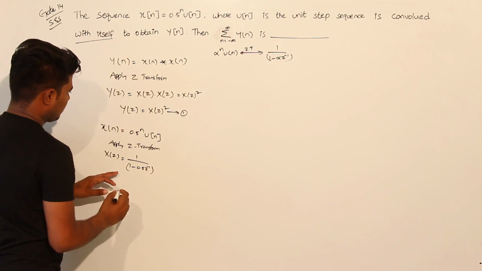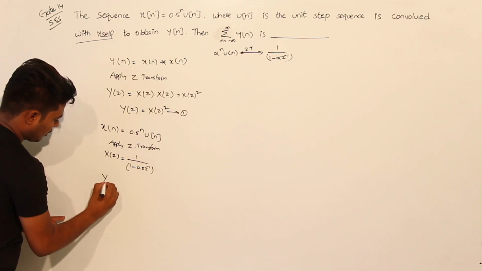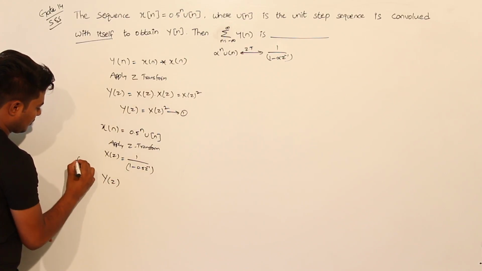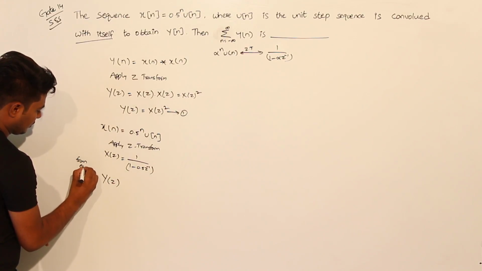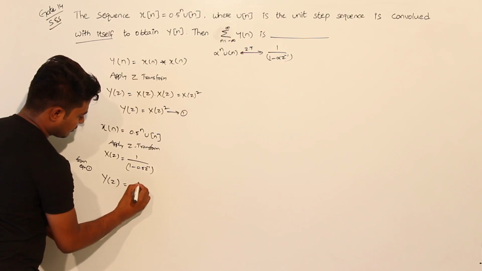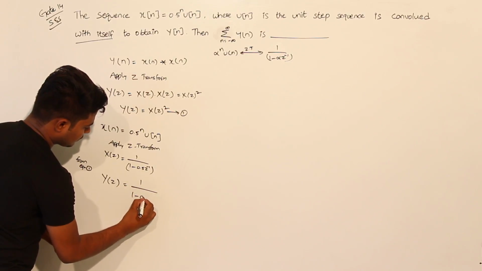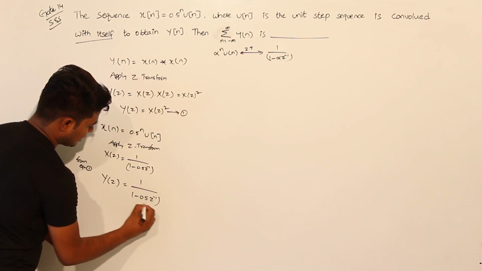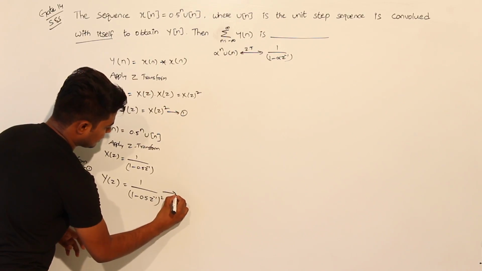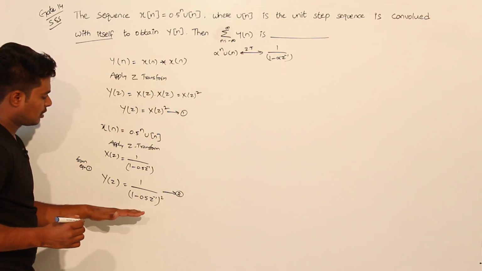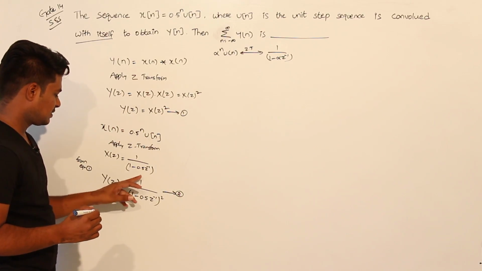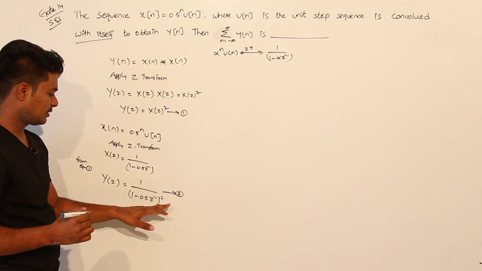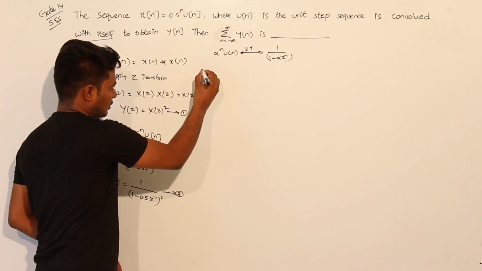Then we will get Y of z from equation 1. Y of z equal to X of z whole square, that is 1 by 1 minus 0.5 z inverse whole square. This is equation 2. So up to now we have got Y of z as 1 by (1 minus 0.5 z inverse) whole square.